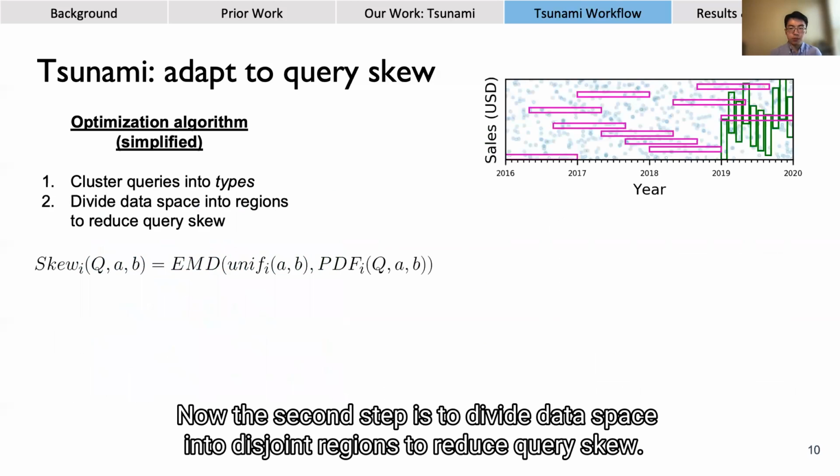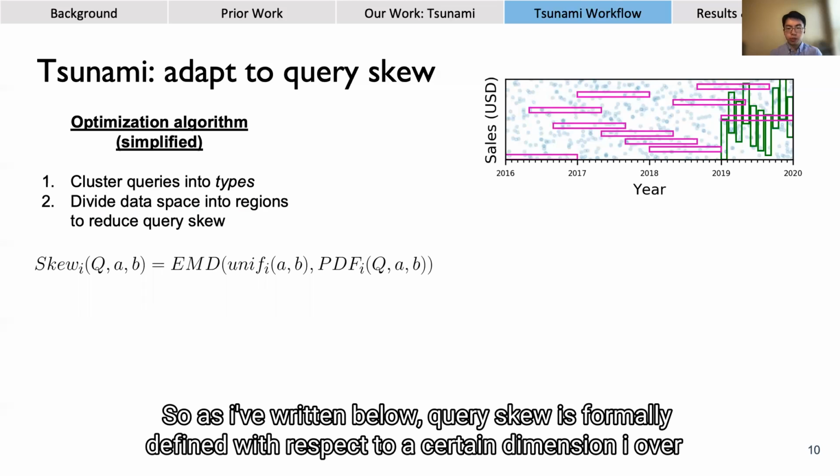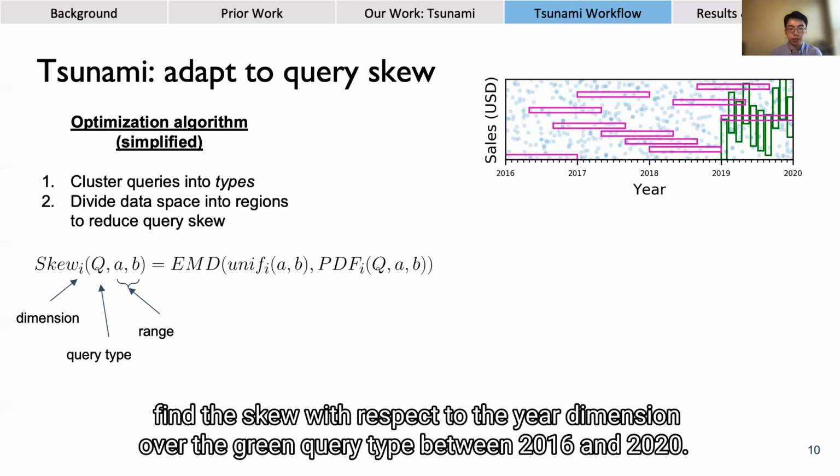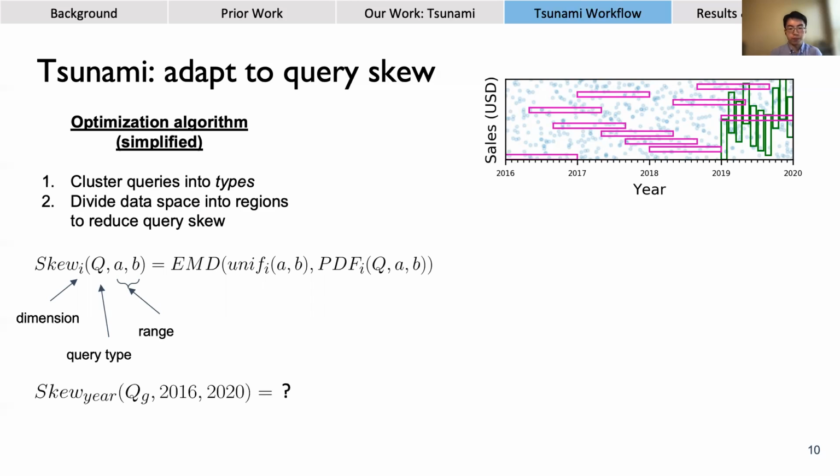Now the second step is to divide data space into disjoint regions to reduce query skew. So as I've written below, query skew is formally defined with respect to a certain dimension I over a certain query type in a certain range between A and B. So for example, let's say we want to find the skew with respect to the year dimension over the green query type between 2016 and 2020.